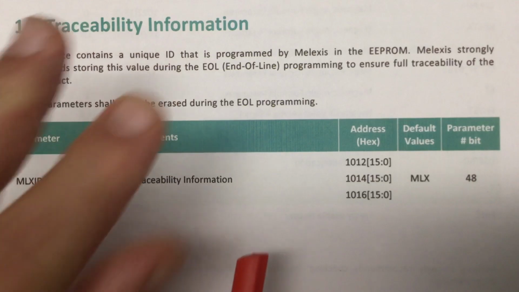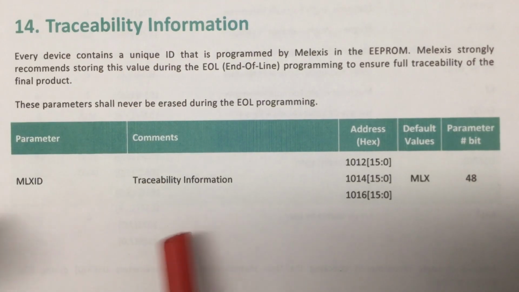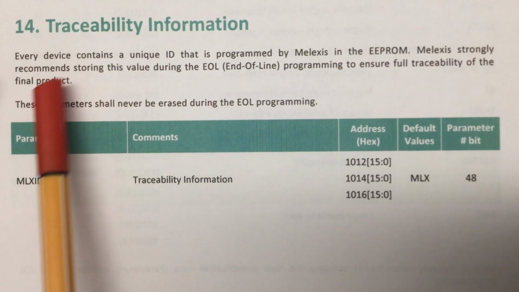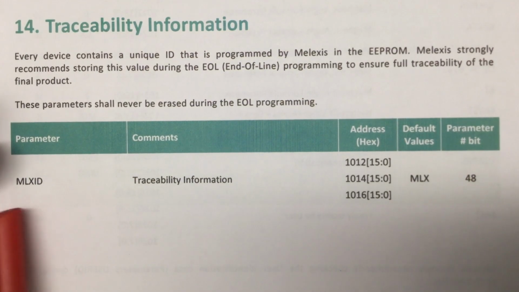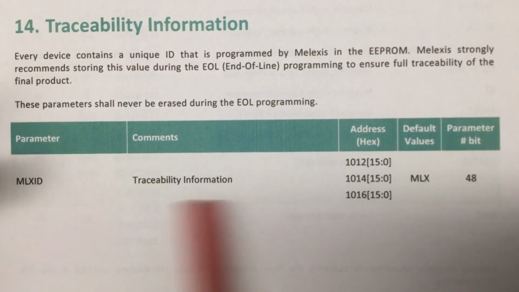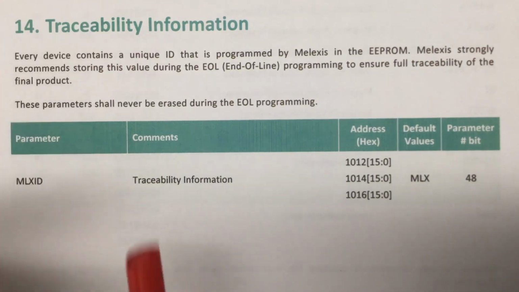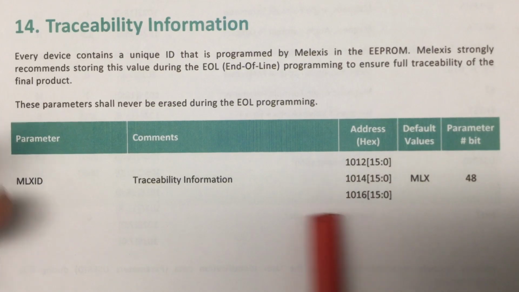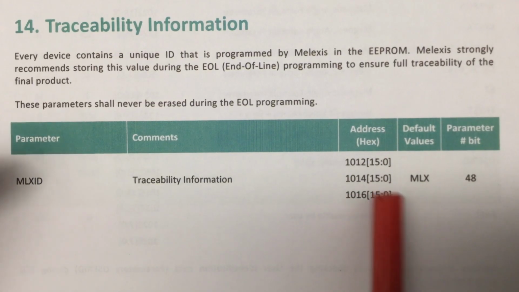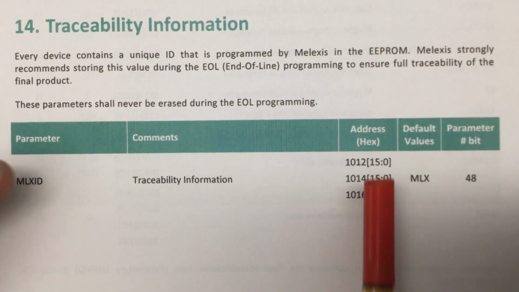But we have 3 more addresses, and those are mentioned in chapter 14, traceability information, and they contain a 48-bit MLX ID, a traceability, so individual number of each chip, in 3 16-bit words within the EEPROM. Obviously, you shall never write those.